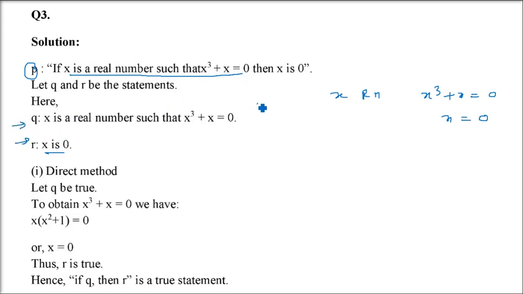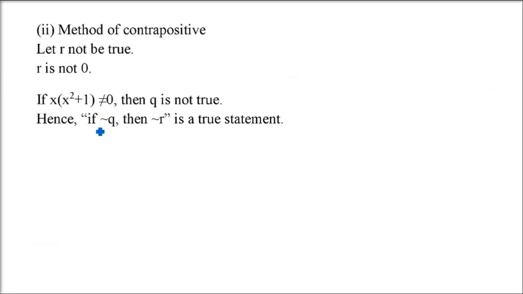So what is the direct method? Assume the first to be true. Let q be true, so x cube plus x equals 0. So take x common: x into x square plus 1 is 0. x square plus 1 cannot be 0 because plus 1 is already there. So x has to be 0, because if x is 0, then x times the other factor is 0. So x is 0. So by the direct method, the statement is true. If q, then r, the statement is true.